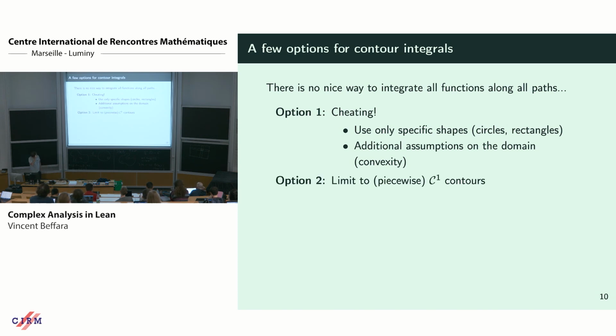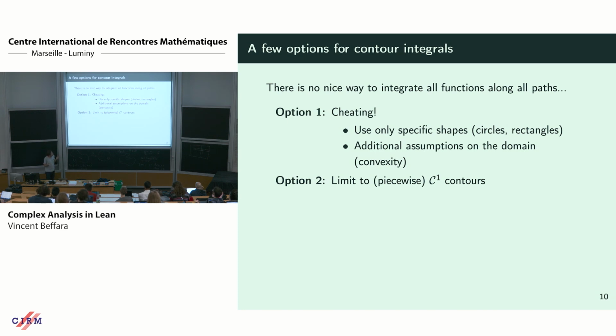Okay, so option 2 is maybe the most natural one. You limit the collection of contours that you want to consider. Instead of general continuous contours, which you would need if you want to do simple connectivity, you limit to piecewise C1 contours. Well, then everything works well. You can define the contour integral as the integral of f times gamma prime along the contour. And it works. It's well defined. You get a nice definition of contour integrals.